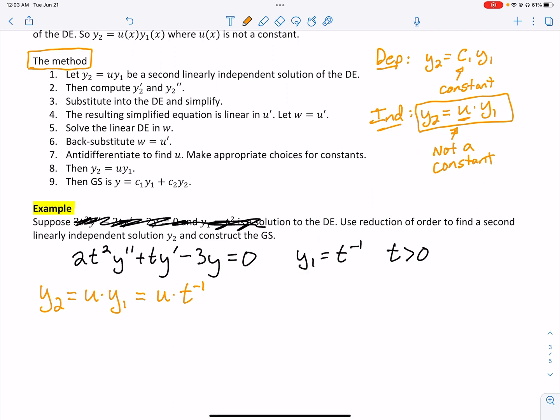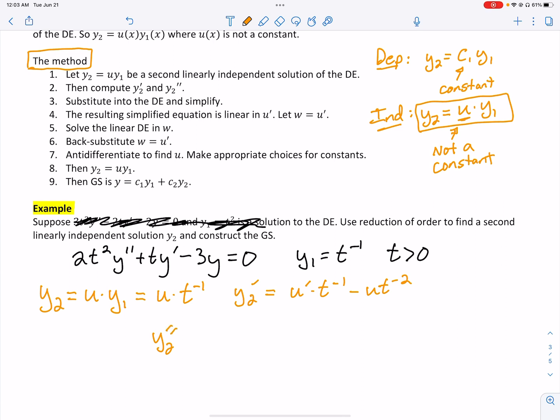All right, I have y sub 2. We also would like y sub 2, maybe the first derivative. This is a power rule, so we get u prime times t to the negative 1 minus u times t to the negative 2. It's just a product rule.